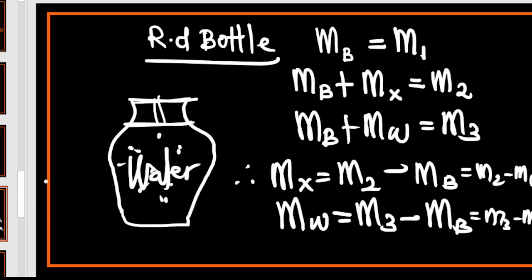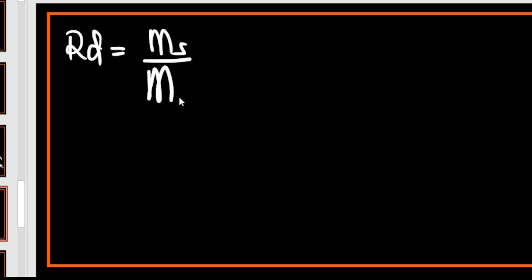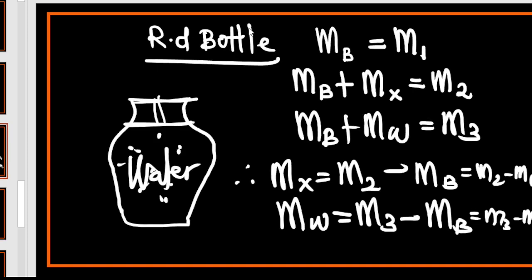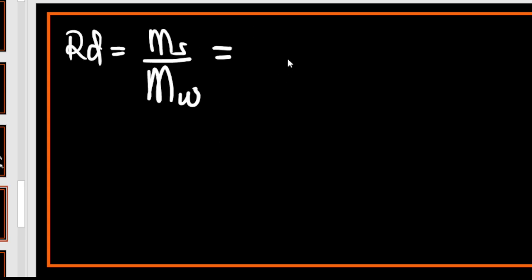And you can recall I said relative density can be mass of a substance over mass of equal volume of water. So which means that we can say our RD here, which is mass of the substance over mass of equal volume of water, equals, the substance is X, M2 minus M1, over the water is M3 minus M1.